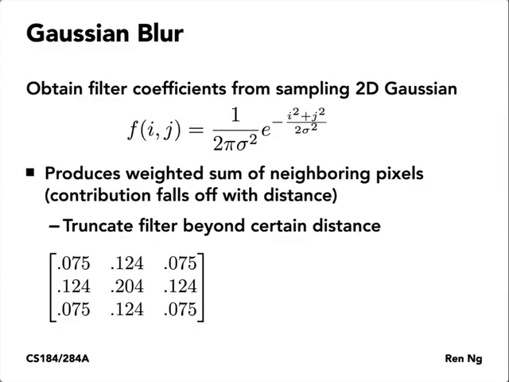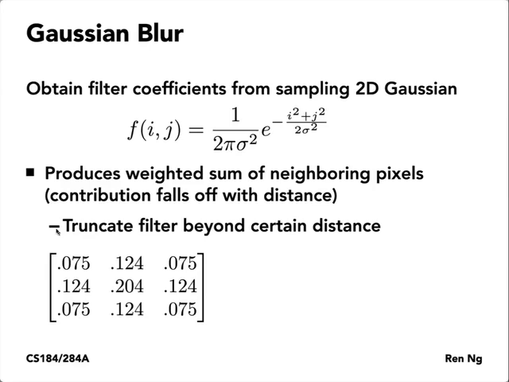You can have different values inside the filter kernel, of course. It doesn't have to be this box function that's a constant over all values. Here's an example of a Gaussian blur. We can obtain the filter coefficients inside the filter matrix by sampling, for example, a 2D Gaussian. So here's a Gaussian, the formula for a 2D Gaussian addressed in 2D space by positions i and j.